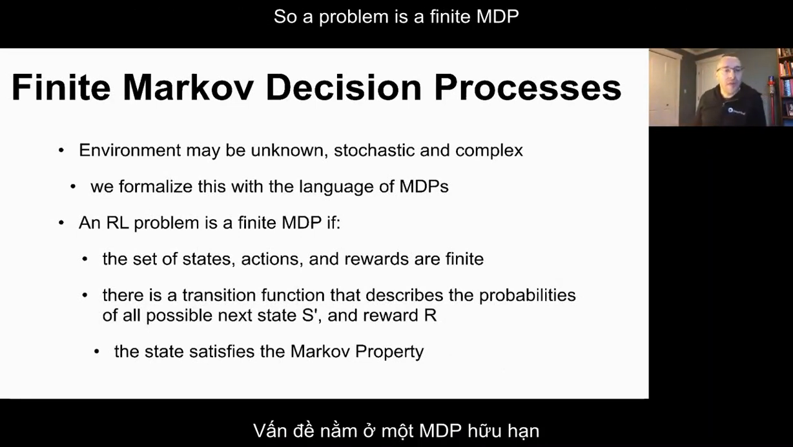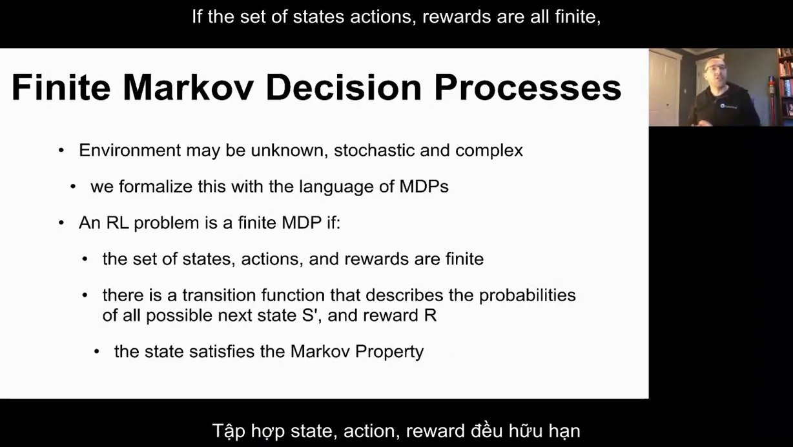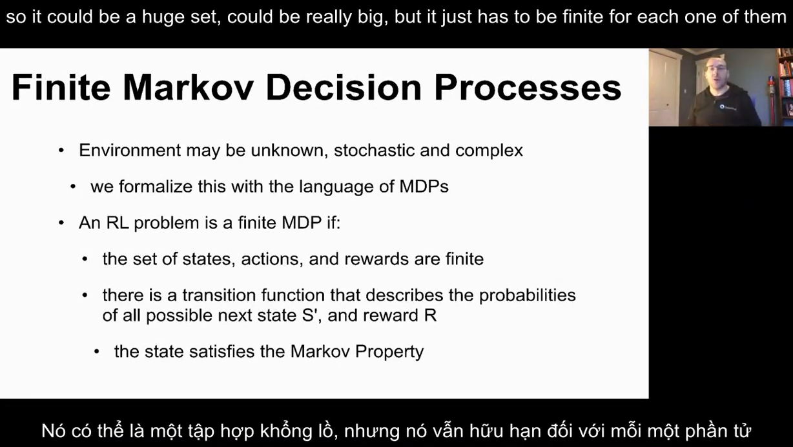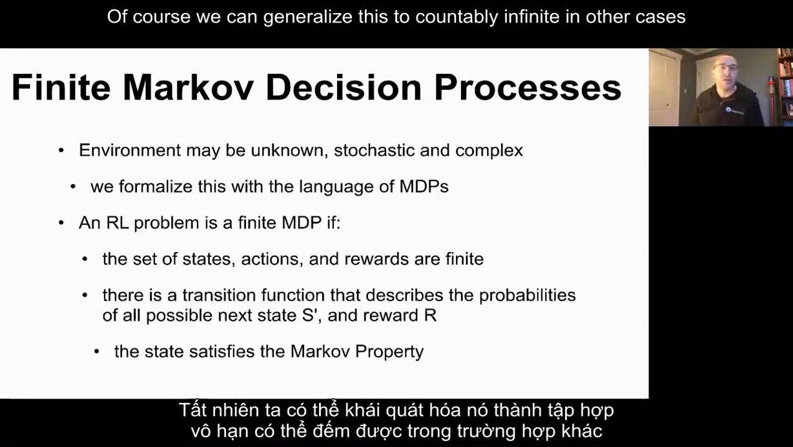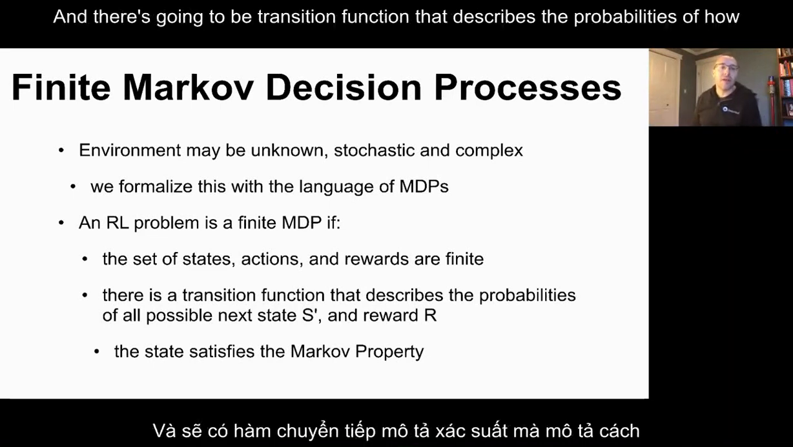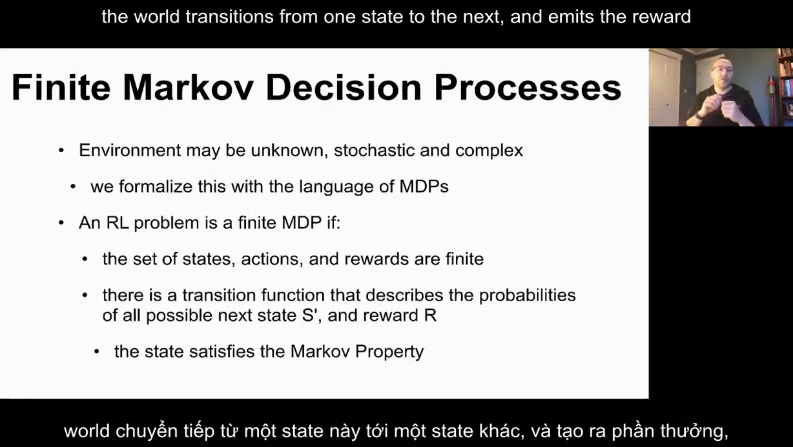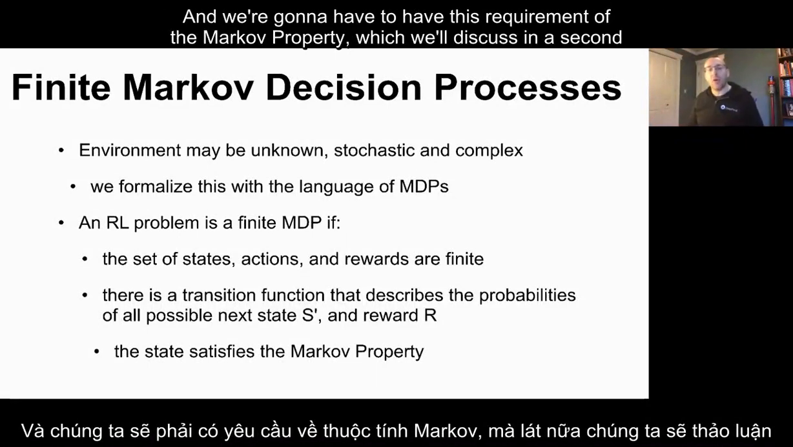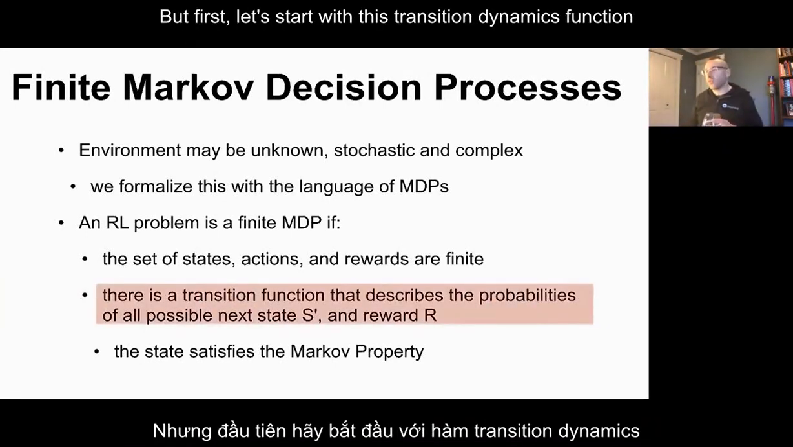So a problem is a finite MDP if the set of states, actions, rewards are all finite. So it could be a huge set, could be really, really big, but it just has to be finite for each one of them. Of course, we can generalize this to countably infinite in other cases, but for our purposes today, finite is good enough. And there's going to be a transition function that describes the probabilities of how the world transitions from one state to the next and emits the reward. And we're going to have this requirement of the Markov property, which we'll discuss in a second. But first, let's start with this transition dynamics function.